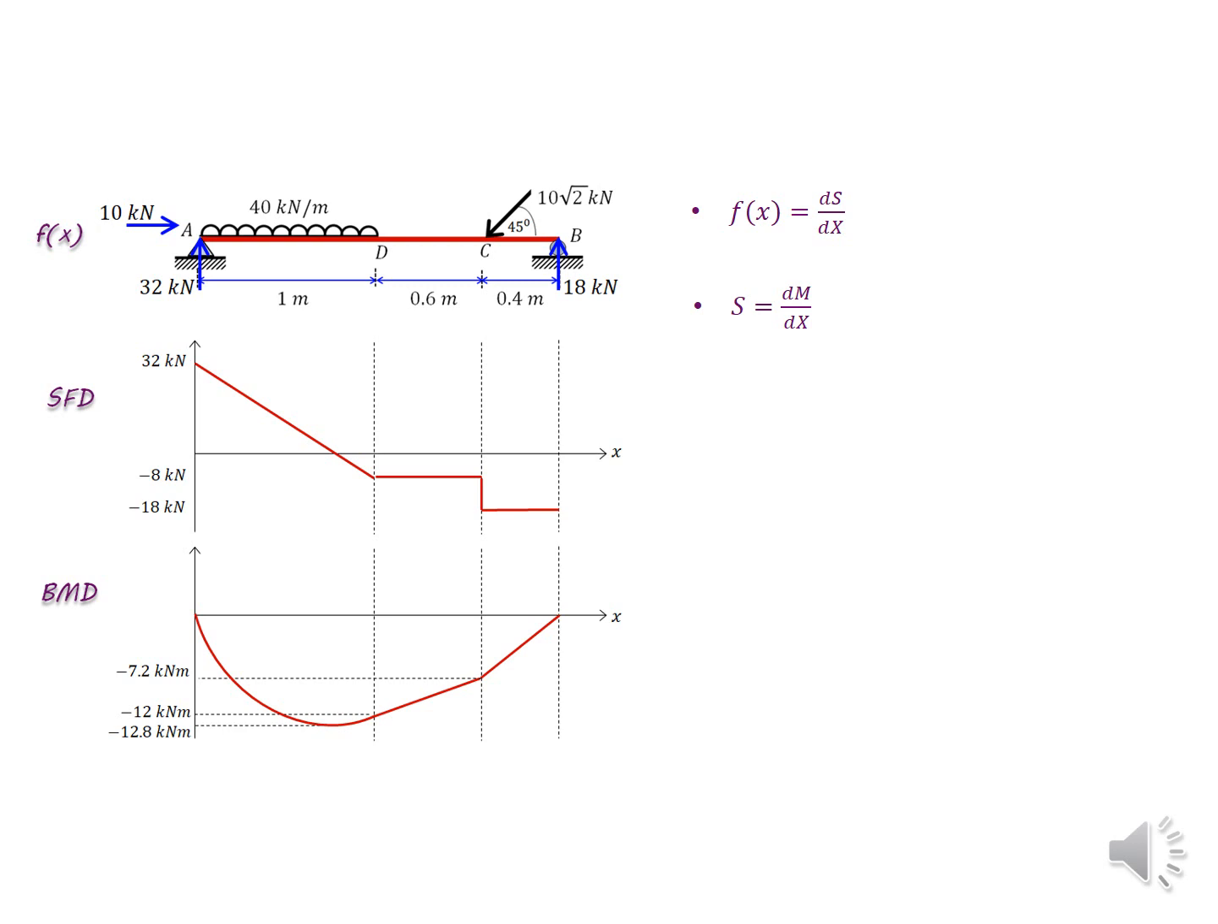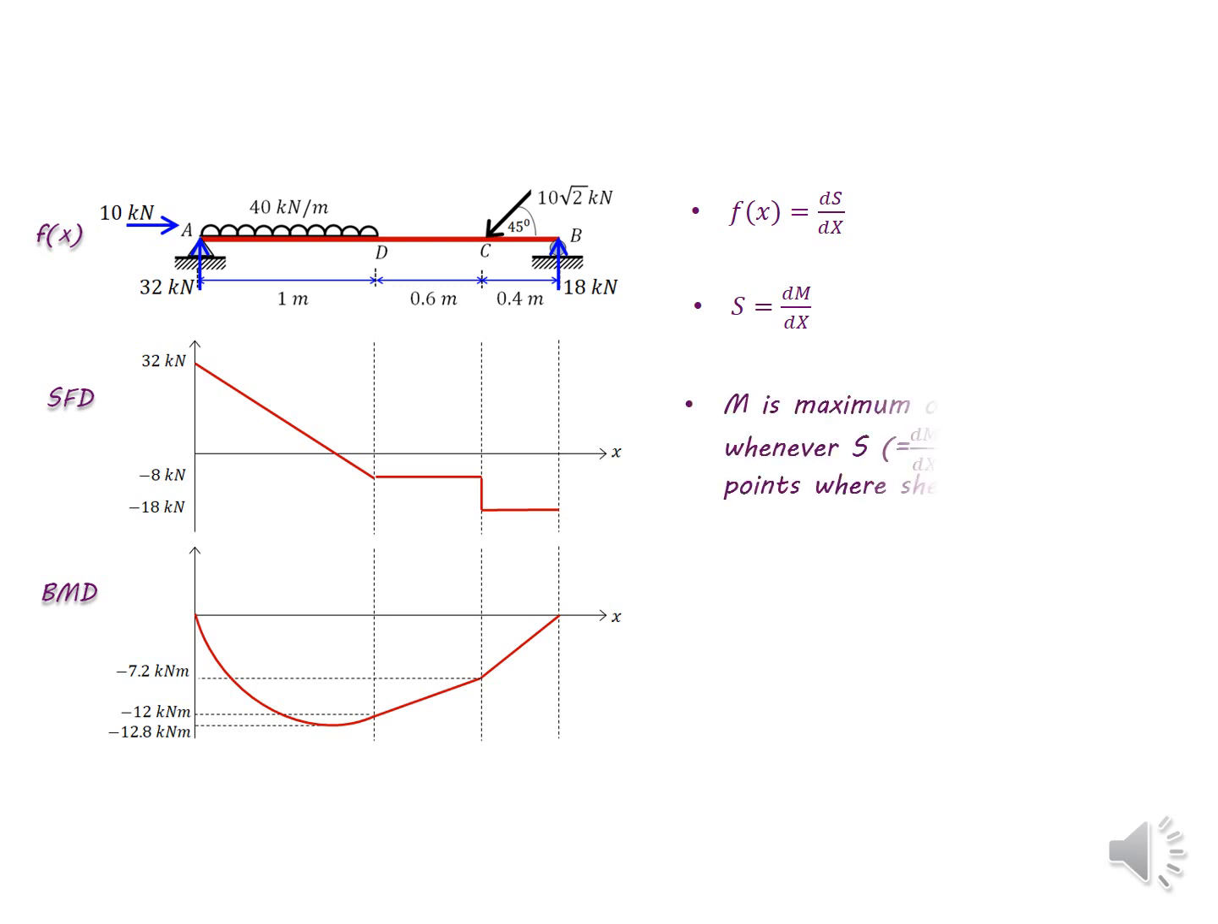Secondly, you can find that S equals dM over dx, which means the shear force at any point along the beam is equal to the rate of change of the bending moment, or in other words, the slope of the bending moment. So you can find the shear force at any point along the beam by getting the slope of the bending moment diagram. If you check the two diagrams, you may find that relationship between them.